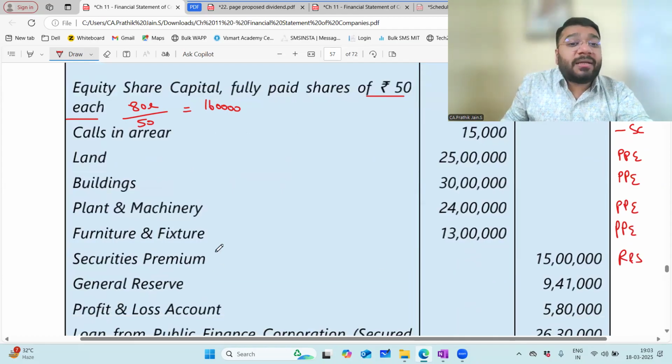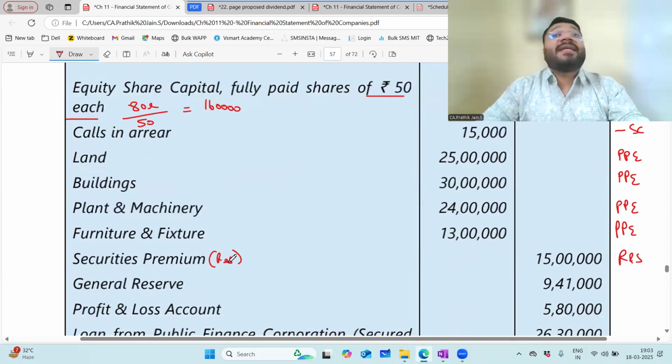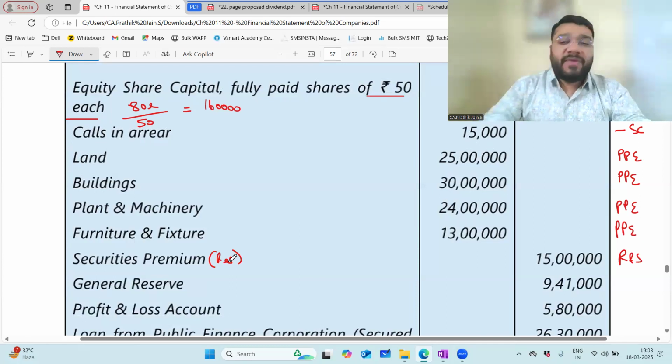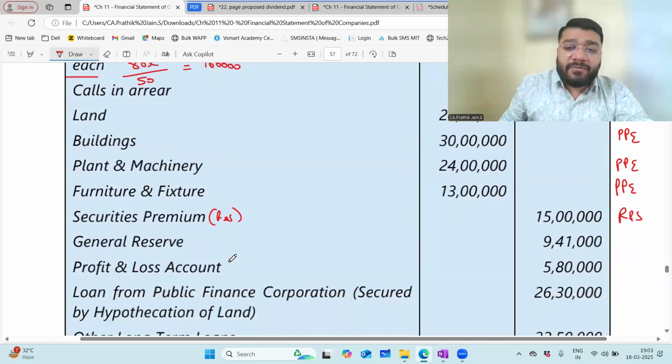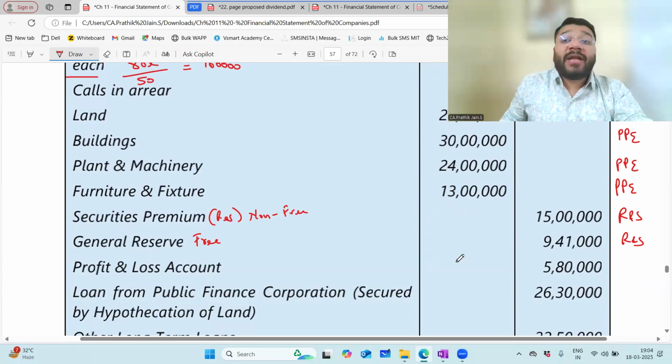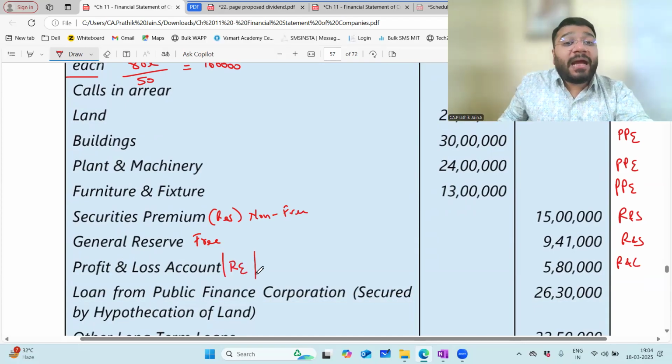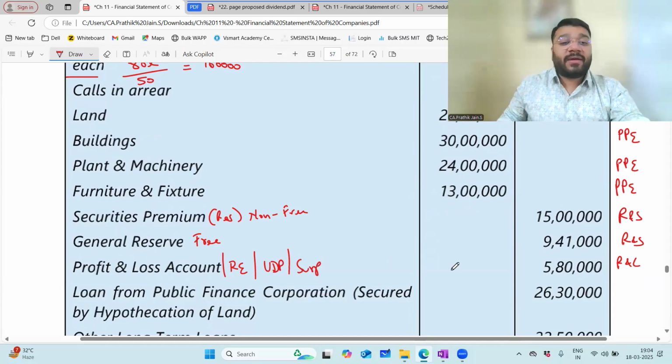Security premium is nothing but a reserve. Is it a free reserve or a non-free reserve? It's a non-free reserve. Okay. General reserve. Reserves and surplus. Free or non-free? It's free. This is non-free. Profit and loss account. Reserves and surplus. What is another name of profit and loss account? Retained earning. Another name. Undistributed profit. Another name. Surplus. Okay.